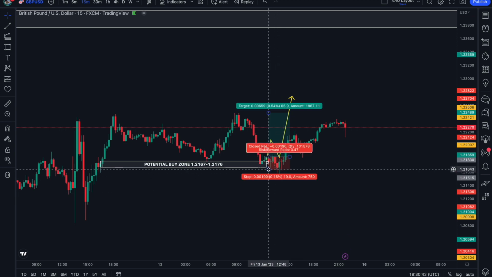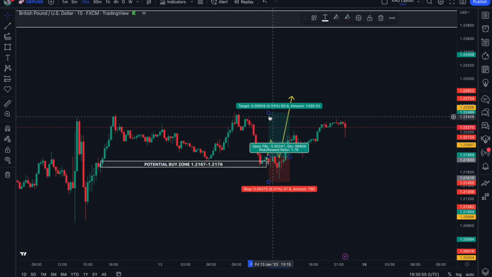So this is just the market's way of basically manipulating buyers and sellers, and also taking people like myself out of the market. So if we just set our stop loss slightly lower, then as you can see, we would be in some good profits at the moment, but our risk to reward ratio wouldn't have been as great as it was.